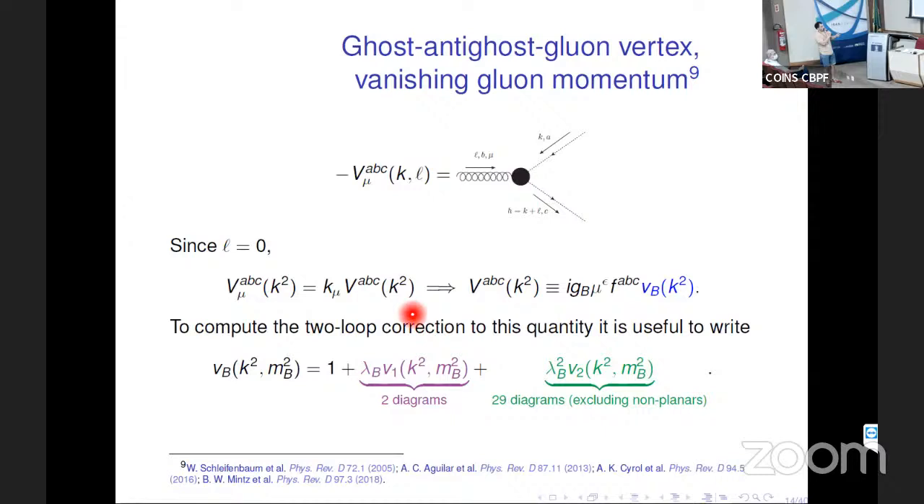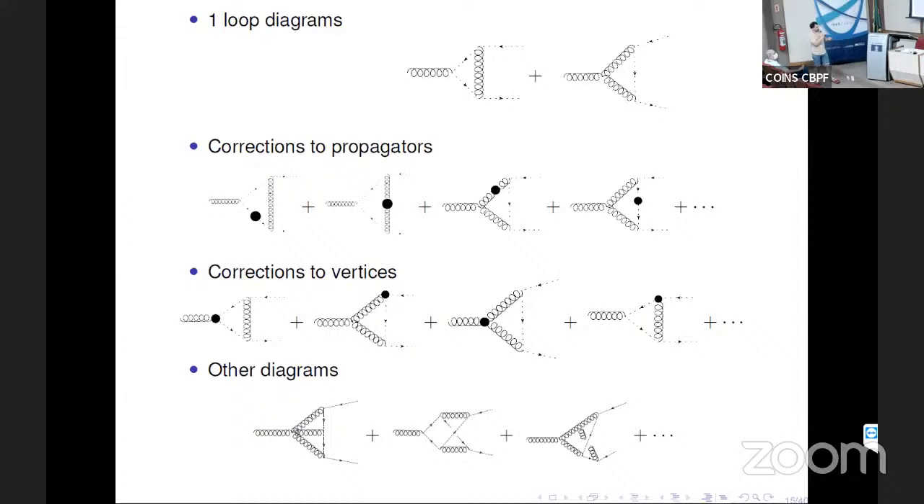So we have two diagrams and 29 diagrams. And just to give you a taste of these diagrams, I draw them here. Essentially we have the two one loop diagrams, and then we can consider first one loop corrections to one loop diagrams. So we can include one loop corrections to propagators, one loop corrections to vertices, and finally other diagrams, which are essentially this one here, and all the remaining ones are non-planar, which vanish. It's easy to prove this because of the color factor.